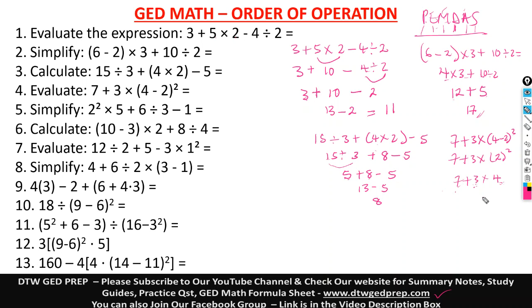So 3 times 4, that is 12. So we add now 7 plus 12. And what would that give us? That would give us 19. Do you see that? Okay?